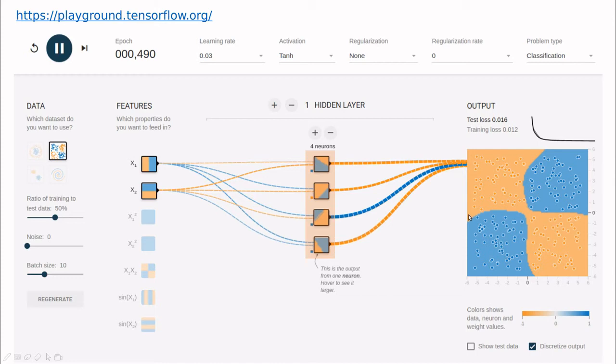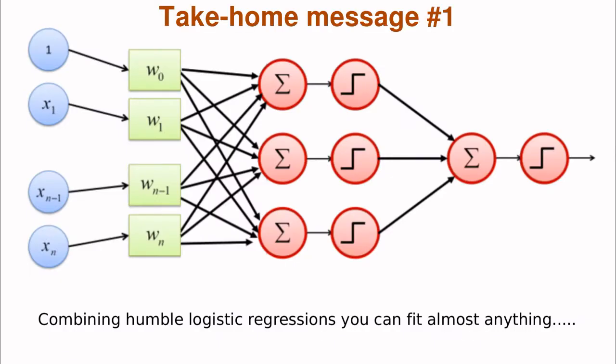And this is actually what our eyes and our brains are doing. Whenever we see this pattern here, probably you think, okay, clearly we have two blue groups in these corners and the other ones in these corners. This is the take-home message: combining humble logistic regressions, you can fit almost anything.